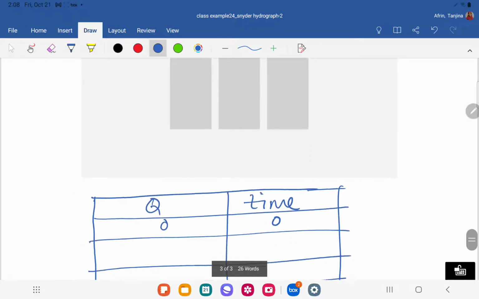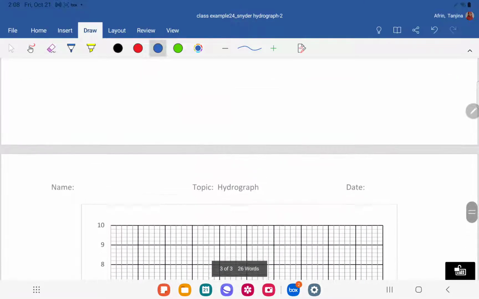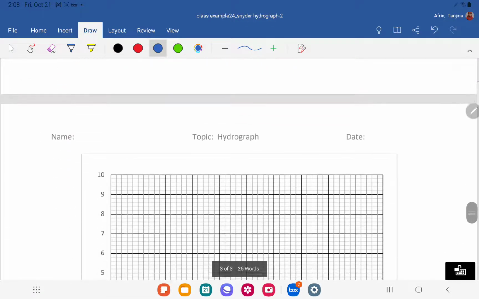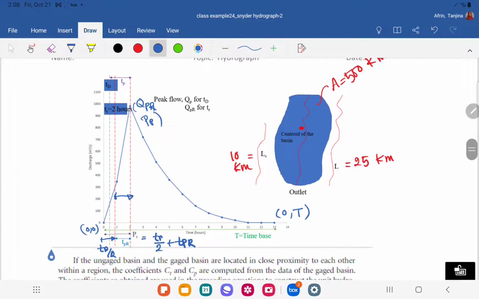Okay, so I will go to the Q peak. We already know our Q peak, which is the QPR, 8.89. We also know the time now, which is 11 hours. Now our next step is, if I go here, we know this one, and then we need to find out the very last one, when all the rainfall will be gone.